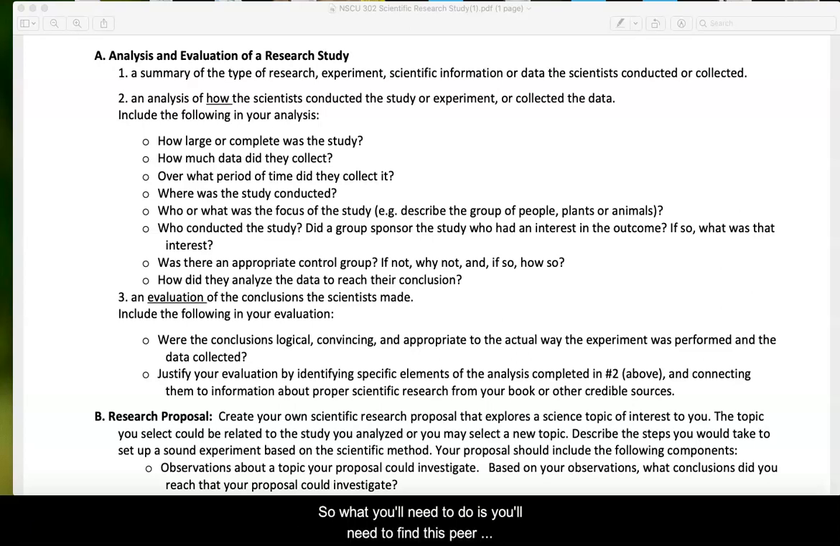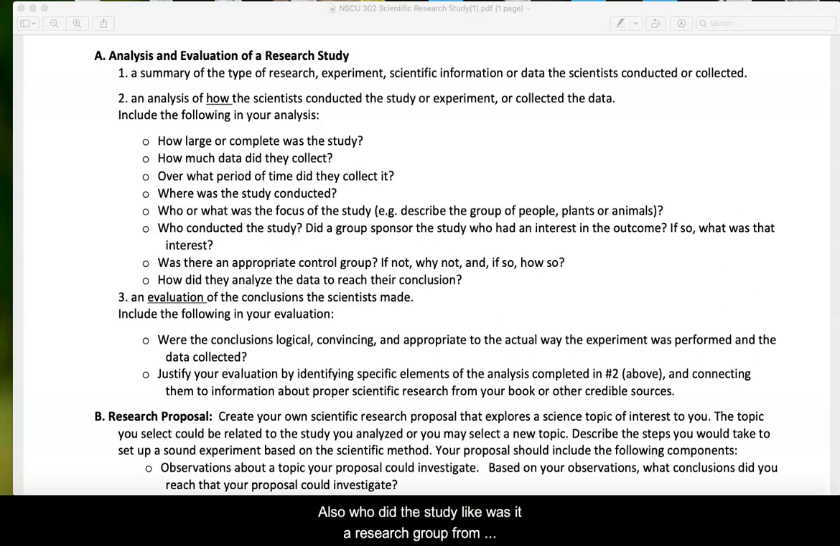And so what you'll need to do is find this peer-reviewed article, and you can use the Brandman library to find this article. And then what I need is a summary of the type of research, experiment, and scientific information or data the scientists conducted and collected. What I'm going to need you to do is to answer the specific questions in your write-up. How large or complete was the study? How much data did they collect? Over what period of time did they collect this data? Where was the study conducted? Who or what was the focus of the study? So like describing the people, plants, or animals that were studied.